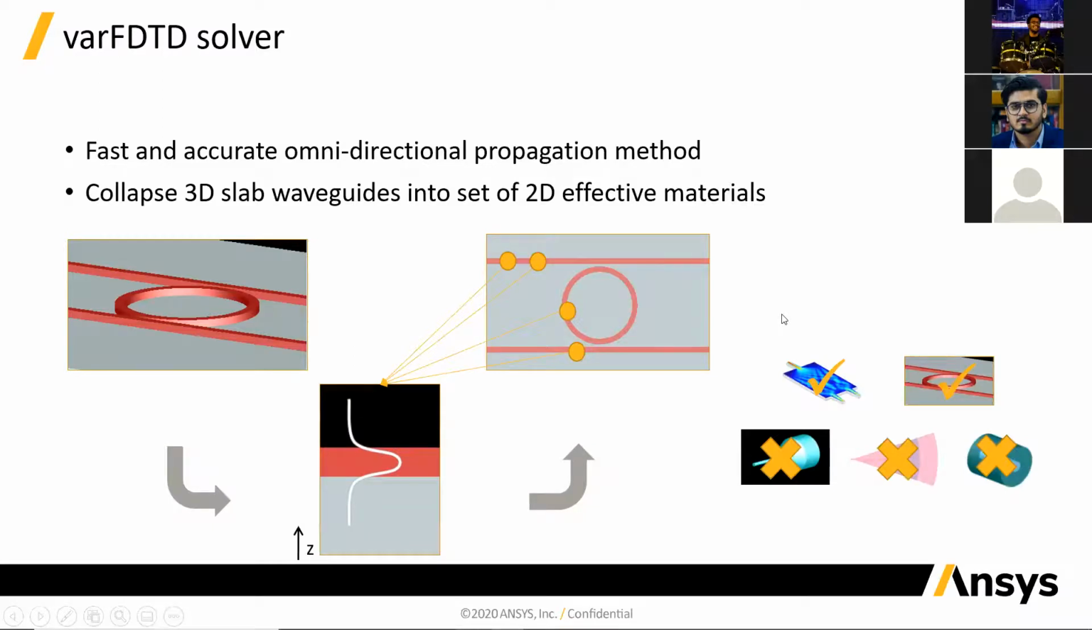And so what types of designs can you simulate using varFDTD? A Y branch or an MMI, a ring resonator, these are valid examples because in the vertical direction, you can see that the thickness is uniform. However, a taper like this or a grating coupler, where you have variations in the vertical direction as you propagate the light through the geometry, in these cases a varFDTD solver is not valid because in the vertical direction, the definition of the device is not constant.